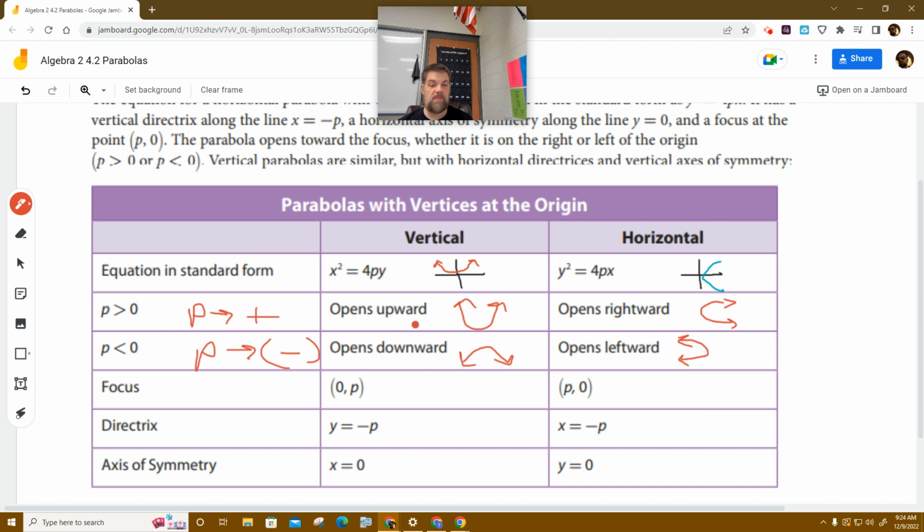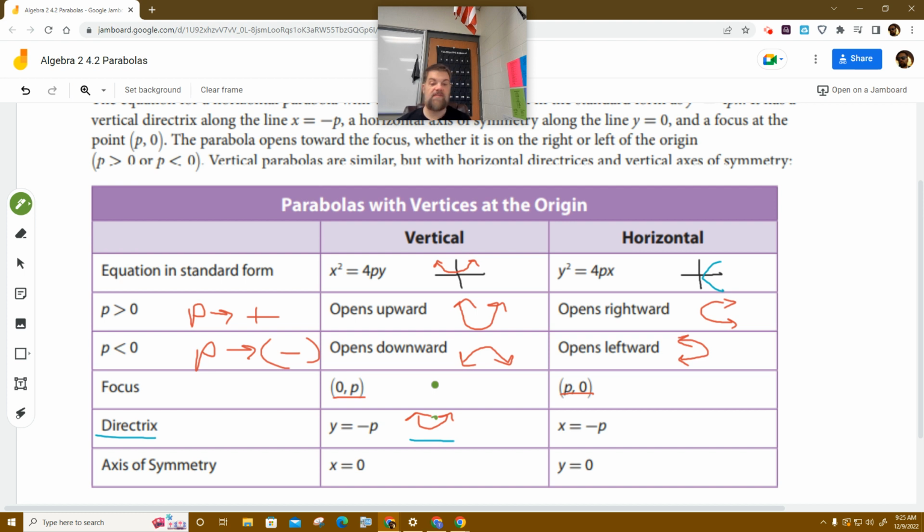The focus is always going to be, for a vertical, it's going to be 0, comma p. For a horizontal, it's going to be p, comma 0. So I'm not going to derive this formula, but if you take that parabola and rotate it, the p and the 0 kind of flip-flop because you're flip-flopping the x and y values. The directrix, in this particular case, for a vertical one, you're going to have your parabola like this, and then the directrix, which will be the blue line, will be over here. And then your focus.